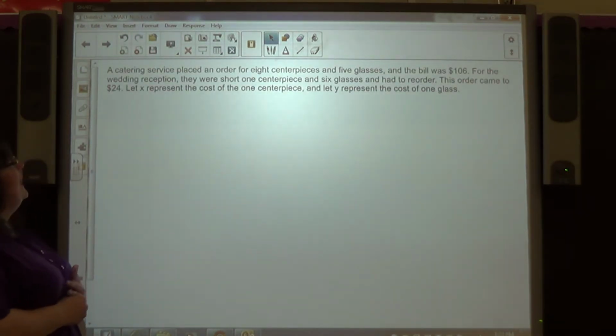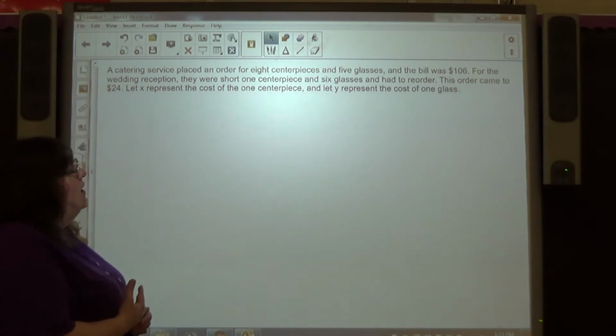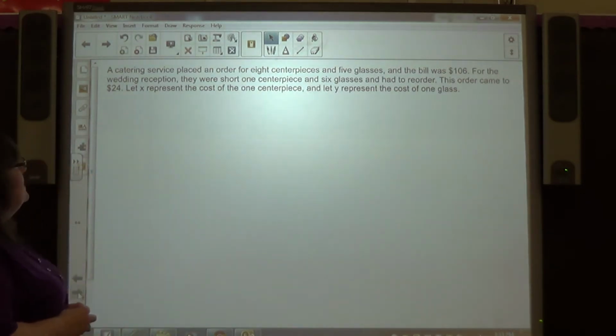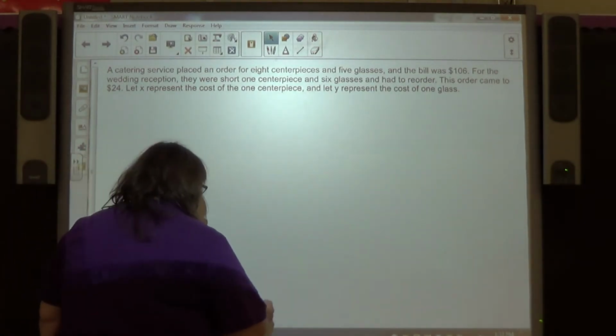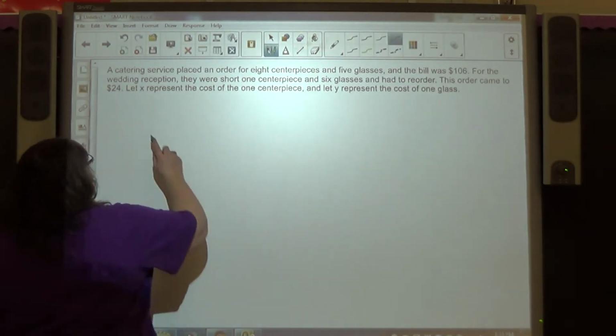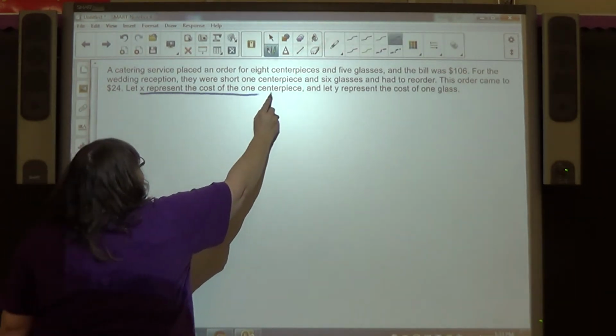A catering service placed an order for 8 centerpieces and 5 glasses, and the bill was $106. For the wedding reception, they were short 1 centerpiece and 6 glasses and had to reorder. This order came to $24. Let X represent the cost of 1 centerpiece and let Y represent the cost of 1 glass. Okay. X is going to be the centerpieces.